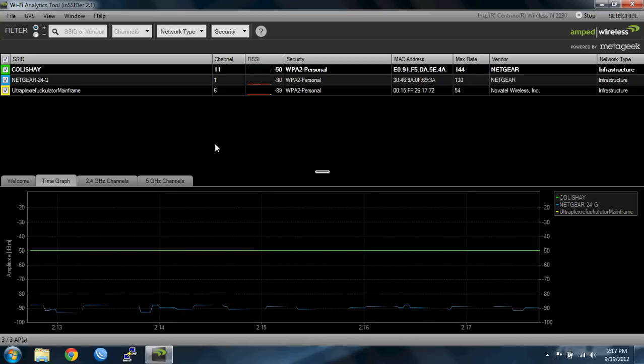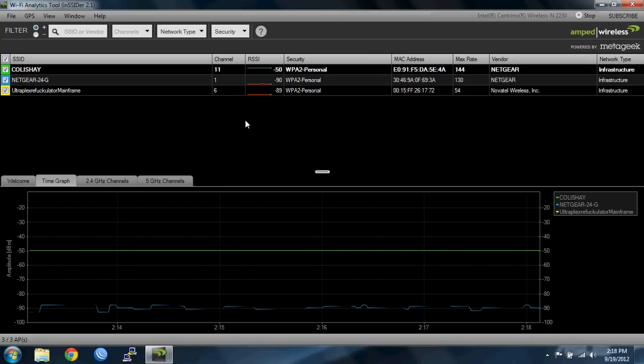Too much interference, you have no connection, spotty connections, and so on and so forth. The reason this becomes important is because there are two things you deal with when you're talking about a wireless connection, most people at least. You're dealing with the bandwidth of that connection, the max rate of 144, and also latency.